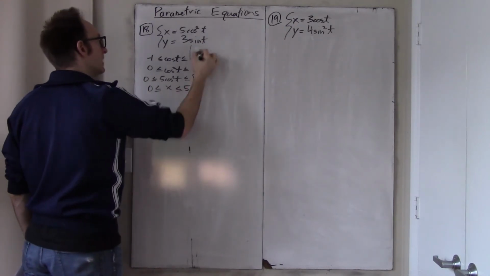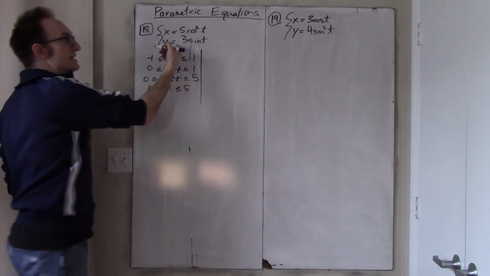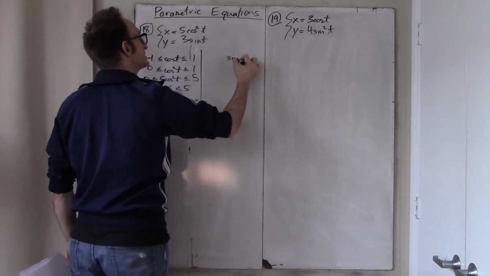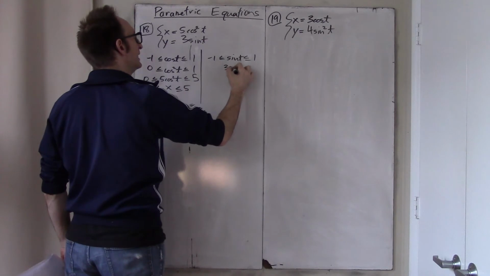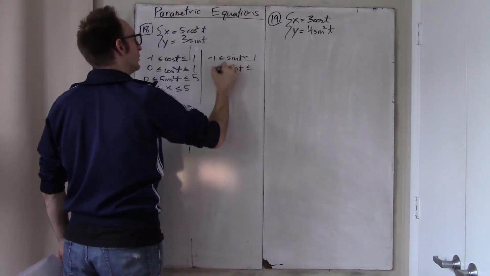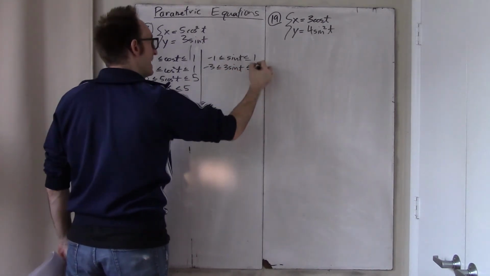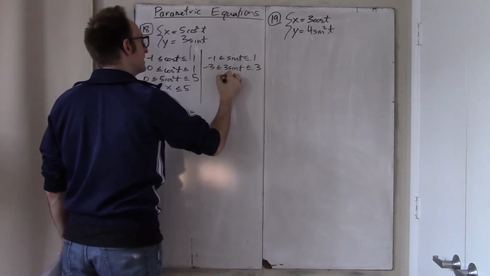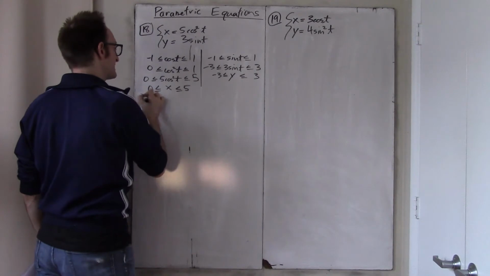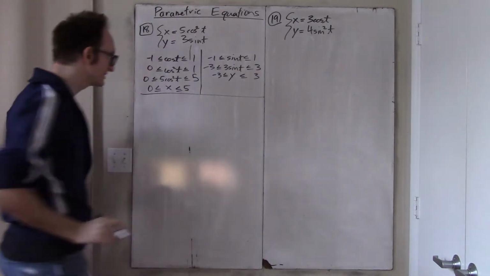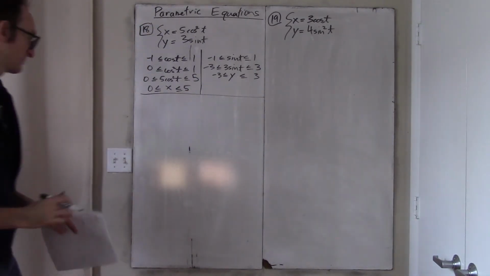Fact. What can I say about sine? You can probably just do this in your head, I don't know. Sine is between -1 and 1, so 3 sine will be between -3 and 3. And so y is between -3 and 3. So, what does that tell me? It tells me that my curve is bounded within some sort of box.